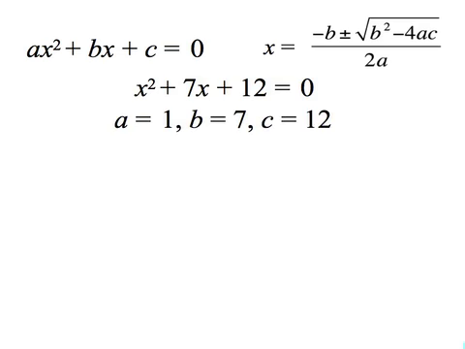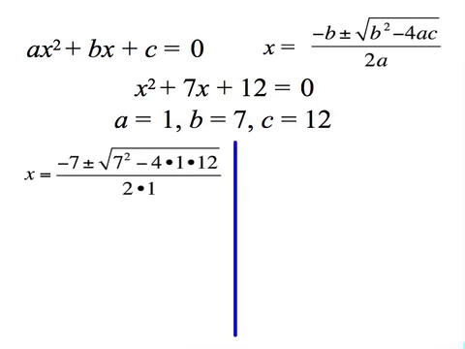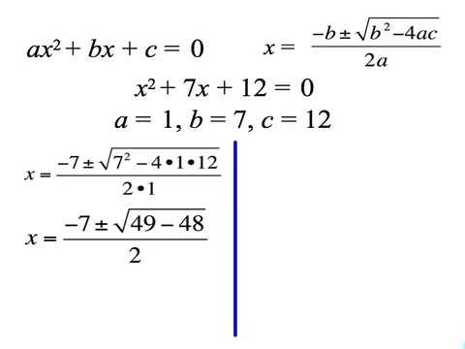And we identify that A is 1, B is 7, C is 12. Then we plug those three values into the formula as shown. Then we do our arithmetic. Order of operations says we do 7 squared to get 49, 4 times 1 times 12 to get 48, and 2 times 1 to get 2. Then our next step is 49 minus 48.